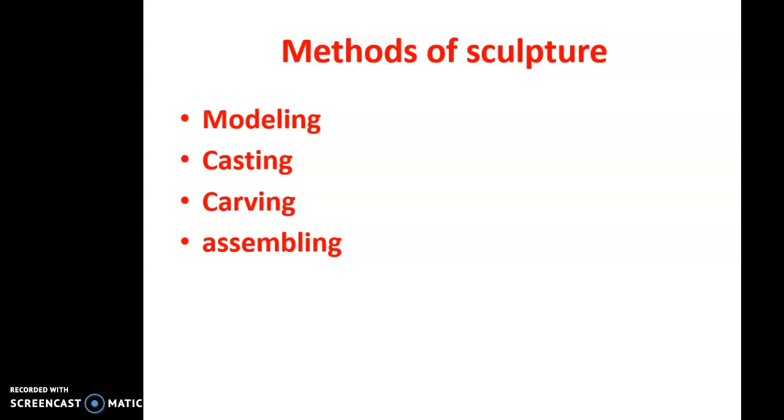There are 4 different methods of sculpture, and I want you to note that this is, of course, highlighted in red, so these are some of the things that you need to know for the exam. The 4 methods of sculpture are modeling, casting, carving, and assembling.